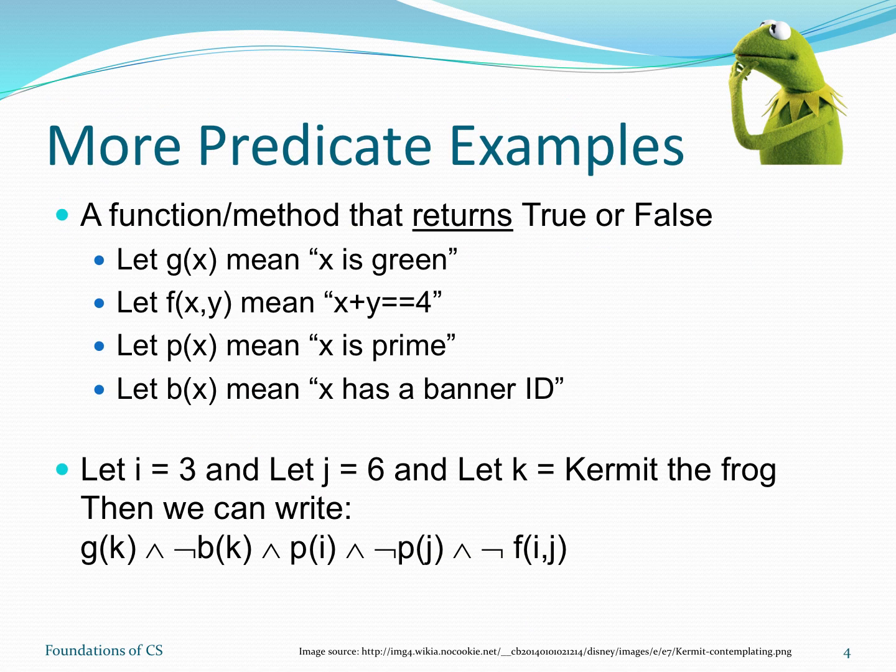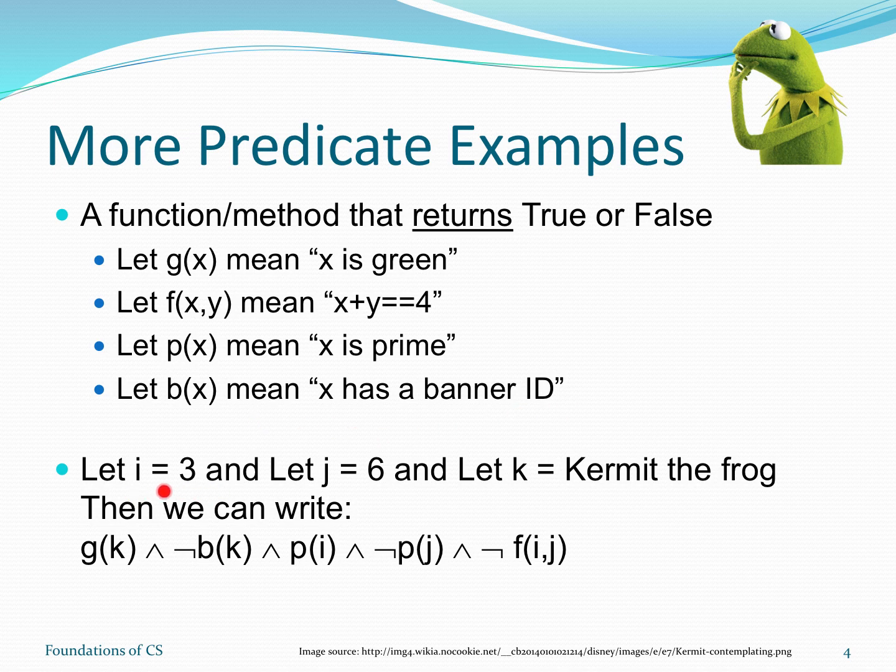So remember, our propositions are things that are true or false, right? And our predicates are more like a method that returns true or false. So we might say F of x, y means x plus y equals 4, but we still need to pick what are our parameters that we're putting in there. Let P of x mean x is prime, B of x mean x has a Banner ID, and so on.